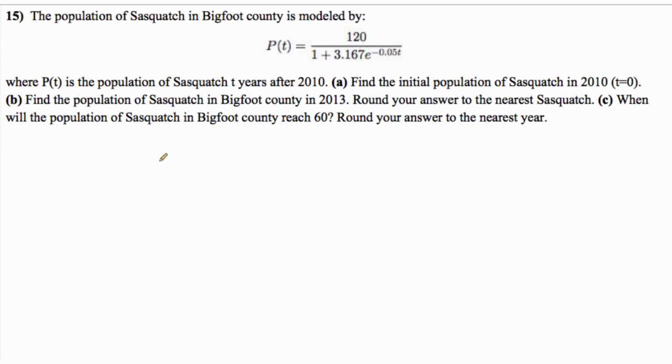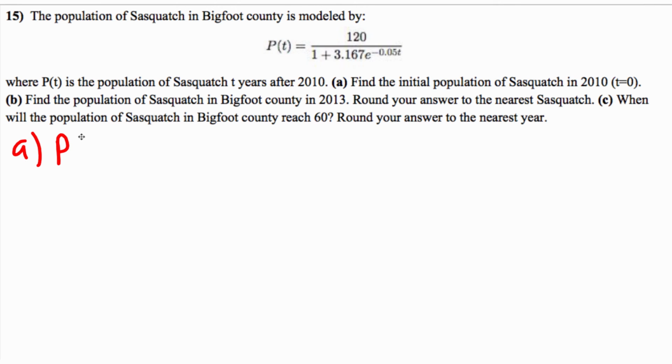Last example, we're talking about the population of Sasquatch in Bigfoot County. We're given this population model to help us out. We're starting in the year 2010. So in part A, we want to find out how many initial Sasquatch there are. So we're going to use a t-value of 0. So all we have to do in this one is plug in 0 for our t.